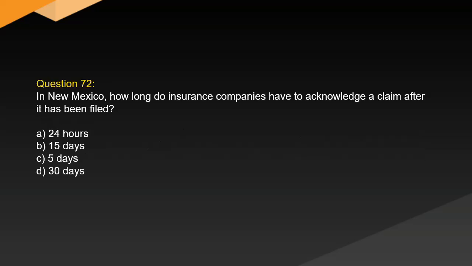Question 72. In New Mexico, how long do insurance companies have to acknowledge a claim after it has been filed? A, 24 hours. B, 15 days. C, 5 days. D, 30 days.